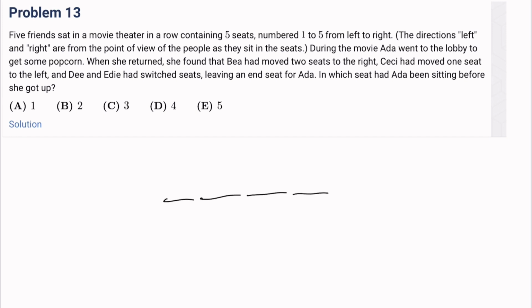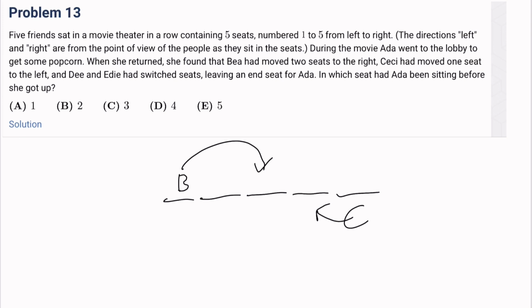So we have 5 seats. First we see that since D and Eddie switched seats, they don't have any kind of impact on Ada's seating, right? And so there are 2 possibilities for Ada to have an end seat: for B to have been here and moved 2 seats to the right, or Ceci was here and she moved 1 seat to the left, right?